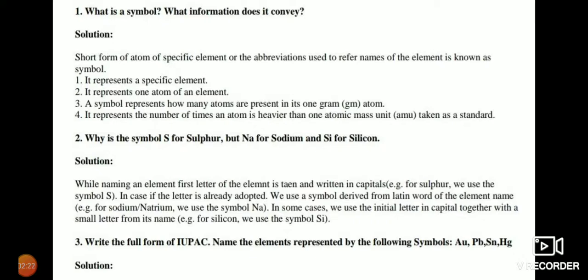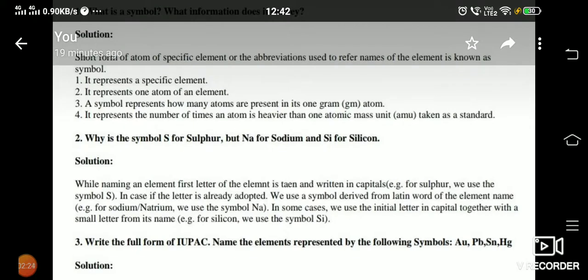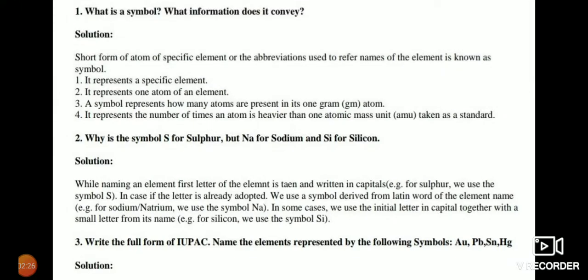So, the four pieces of information conveyed by a symbol are: it represents a specific element, it represents one atom of an element, it represents how many atoms are present in 1 gram atom, and it represents the number of times an atom is heavier than one atomic mass unit taken as standard. And please remember, one atomic mass unit means carbon 12. We are comparing all the other elements with carbon.